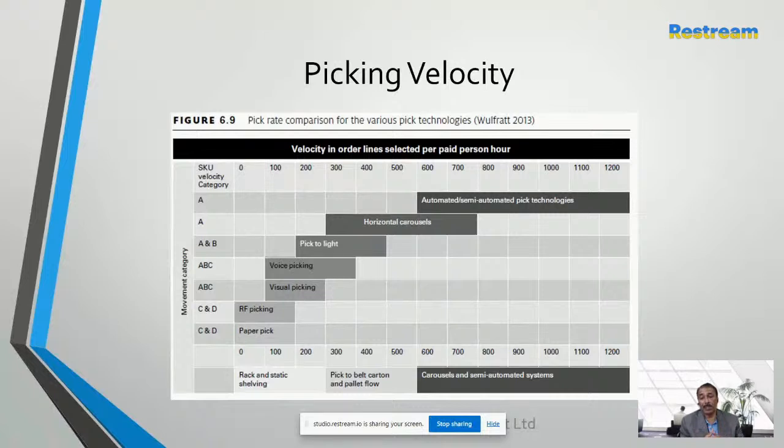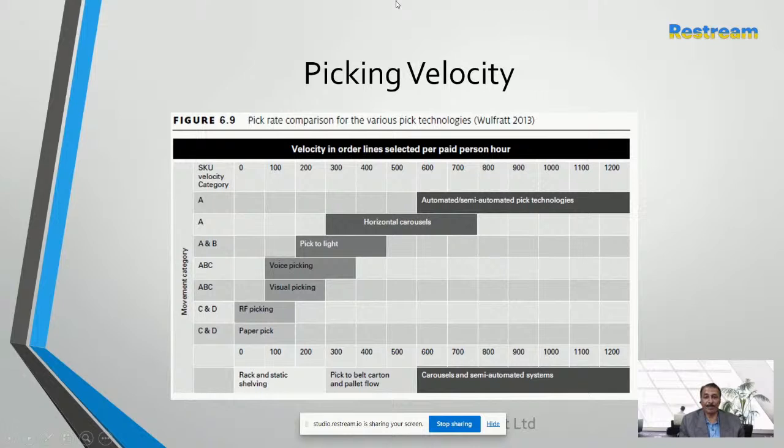Of course, for the slow moving item or low velocity item like C and D, you can go for either paper pick or radio frequency pick. And here, when we are talking about ABCD, we are not talking about the value of item. Here, we are talking about fast moving, medium moving, and slow moving, which has been done using FSN analysis. So, depending upon an organization requirement, we have to select a particular picking technology.